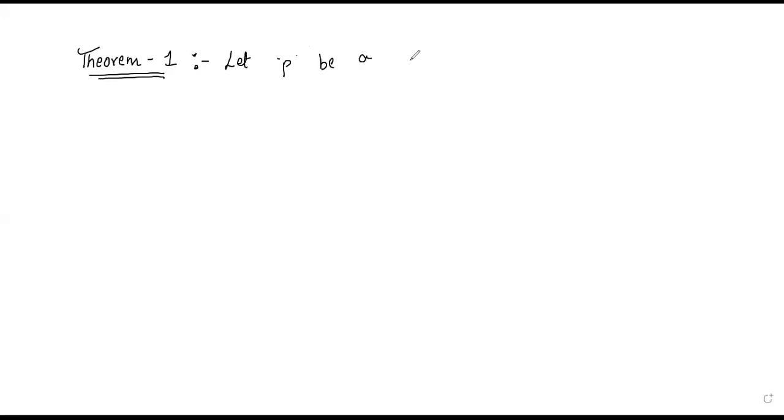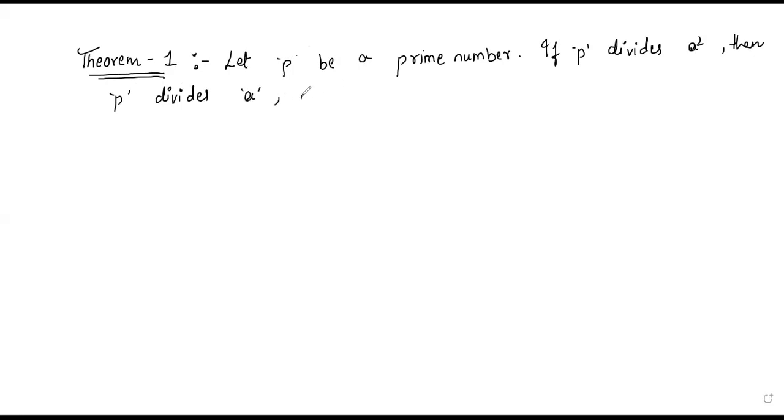Let p be a prime number. If p divides a square, then p divides a, where a is a positive integer. This is the statement.